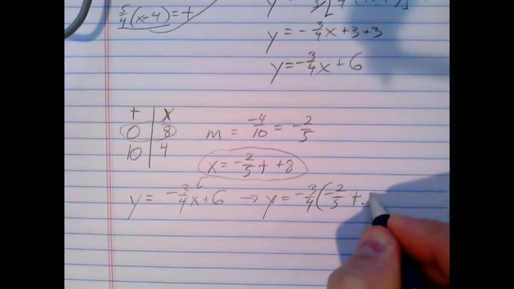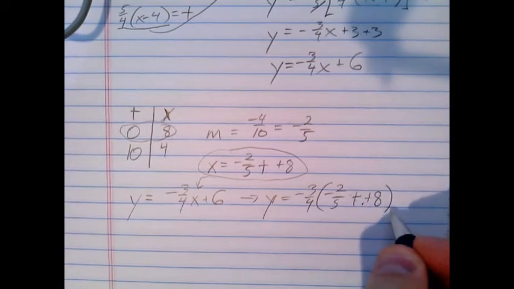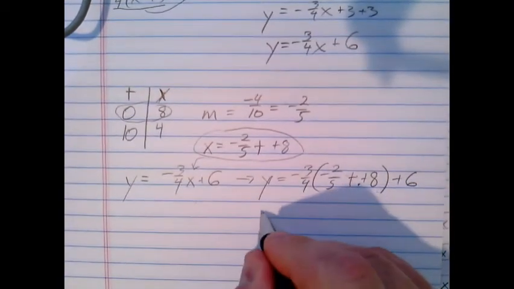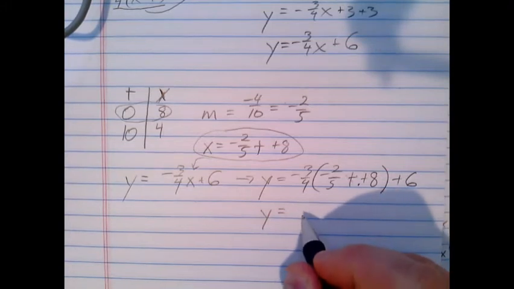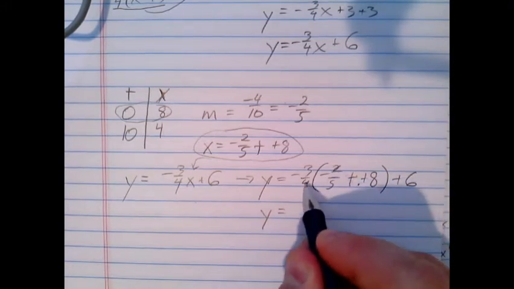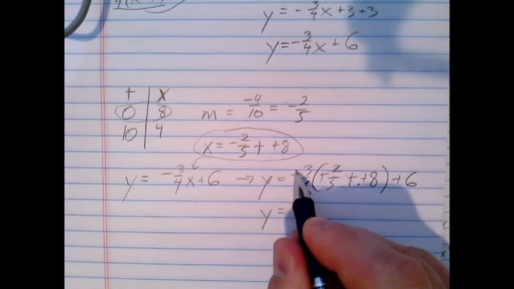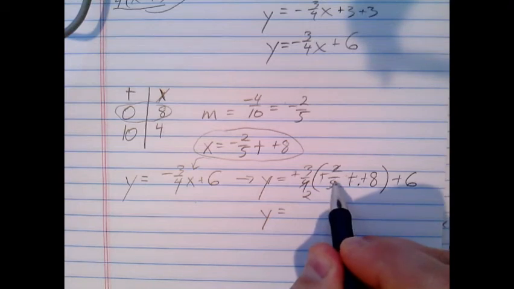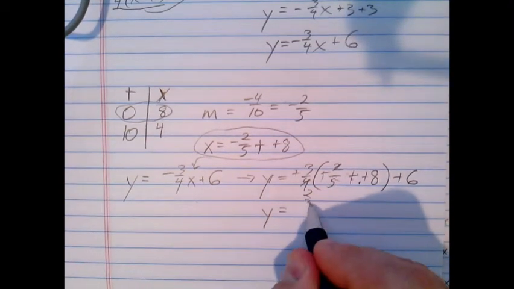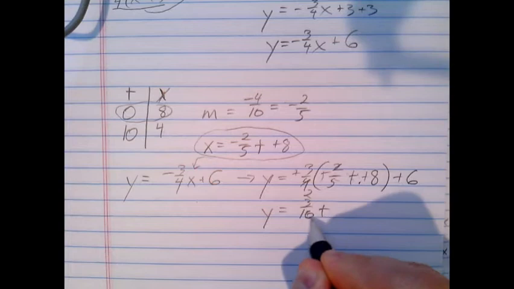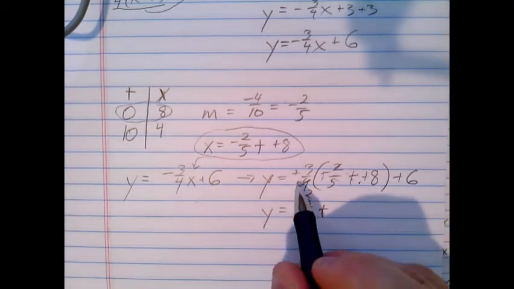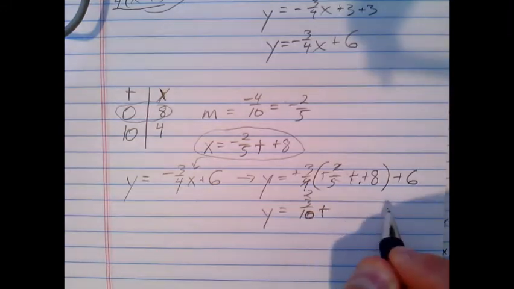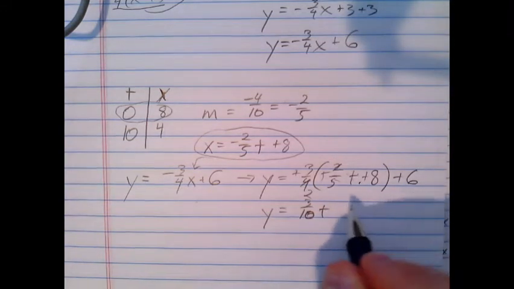Alright, so that's a t plus 8. And then, let me see, we still have this plus 6 back here. So then y equals, well, let me see here. 2 and 4 could cancel. Those would cancel. All right, so that would be 3/10 t. Y is 3/10 t. Yeah, but that negative 3/4 still has to distribute to the 8, so that would be minus 6 plus 6.